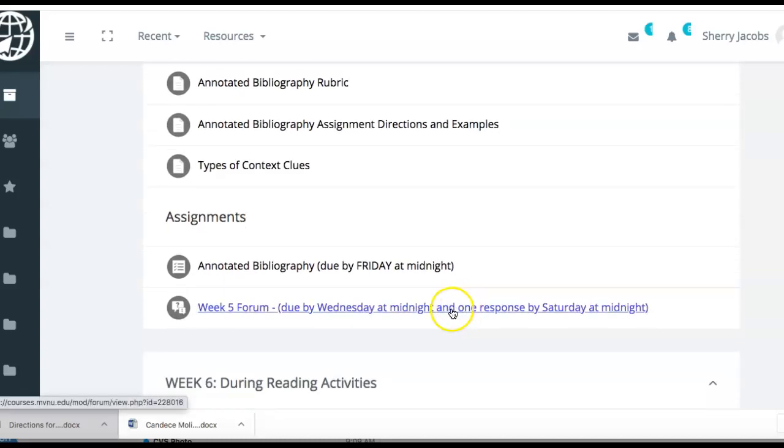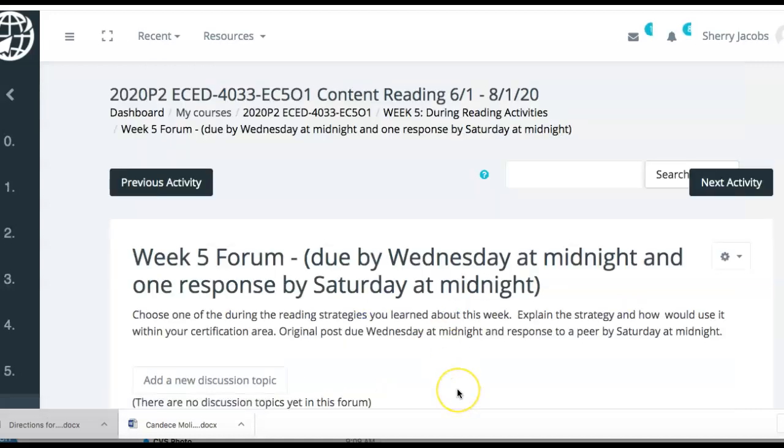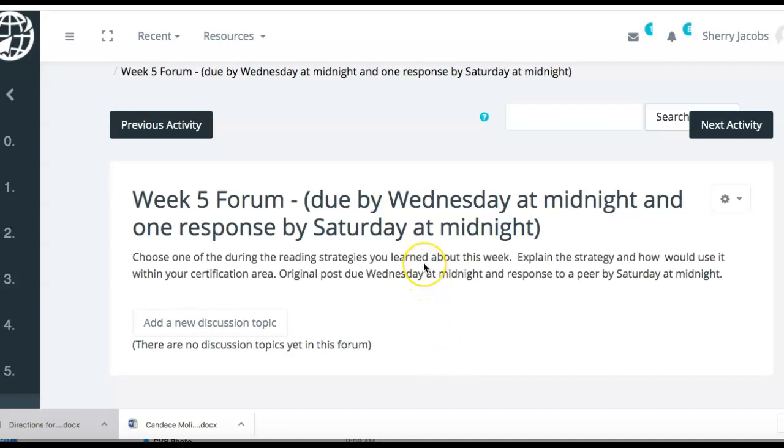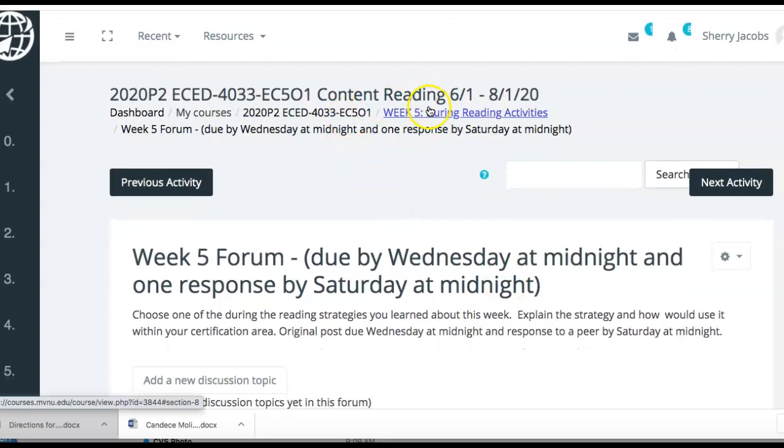And your post, it's due by Wednesday at midnight, and your response by Saturday at midnight. It asks you to choose one of the during the reading strategies you learned about this week, explain the strategy, and how you would use it within your certification area. Original post, again, due by Wednesday at midnight, and your peer response by Saturday at midnight.